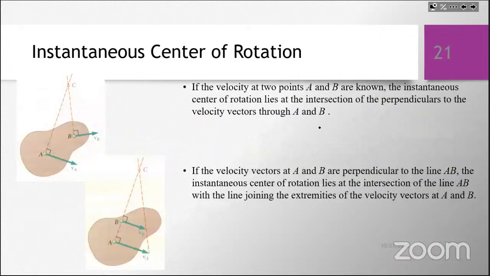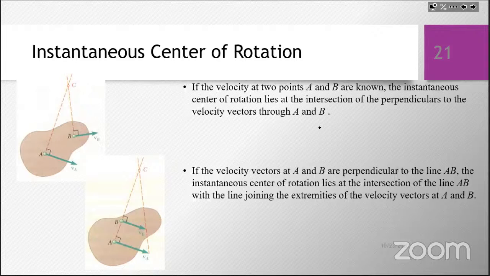All right, if the velocity of 2 points A and B are known, the instantaneous center of rotation lies at the intersection of the perpendiculars to the velocity vector, right? So on a potato, this doesn't seem like that big of a deal. But the example that the guy used in the video was our slider, and we're going to talk about our slider mechanism too, right?